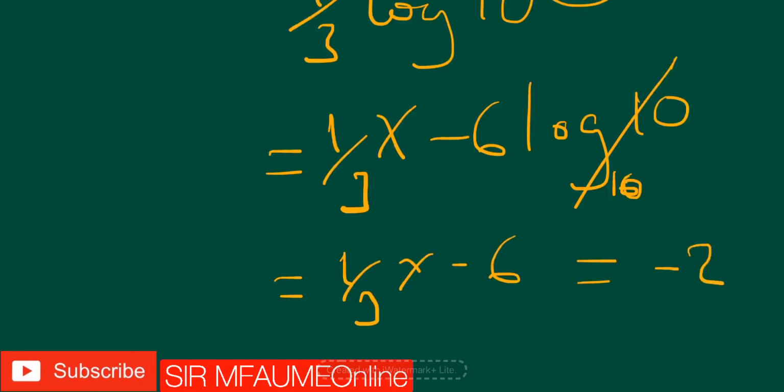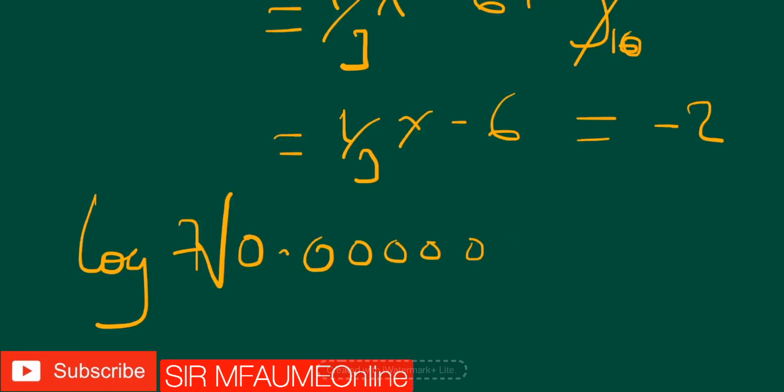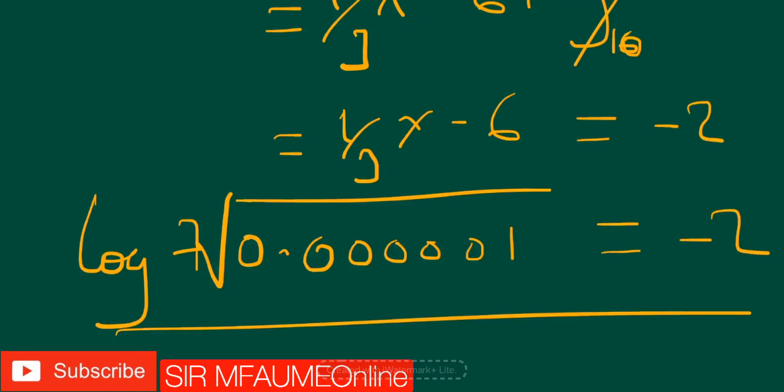negative 2. So at the end of the day, the question log of the cube root of 0.123451 will be equal to negative 2, something like this.